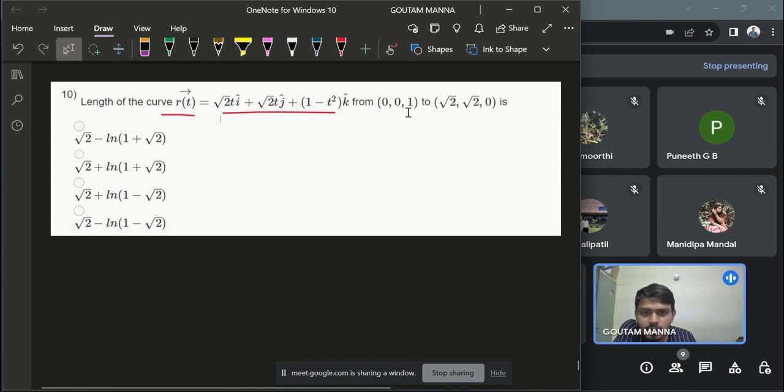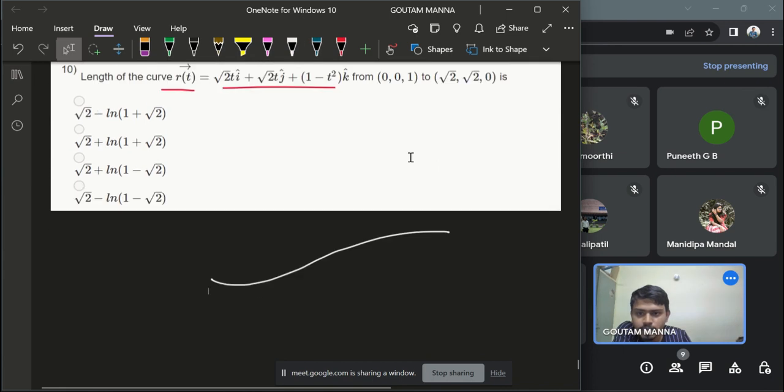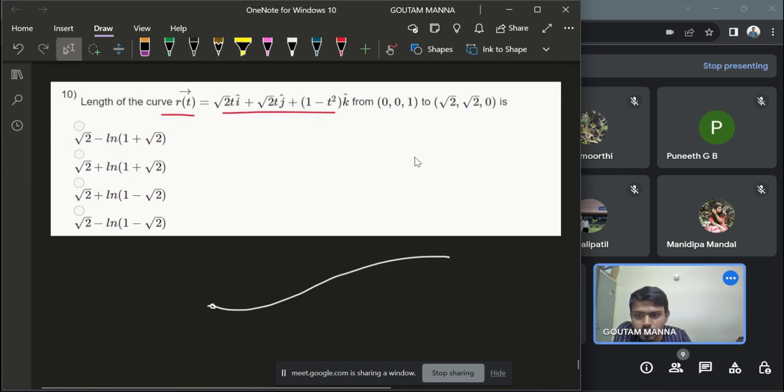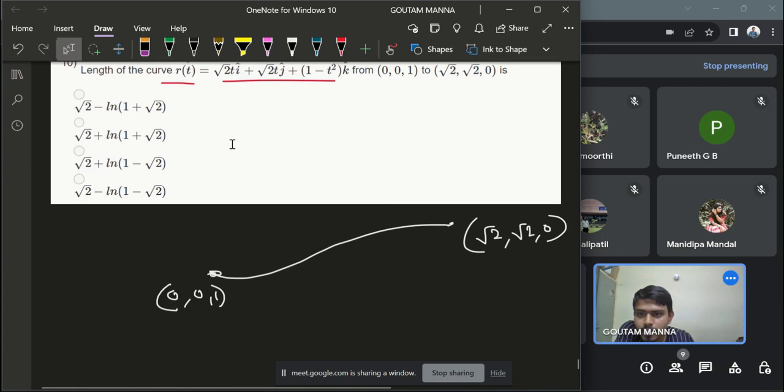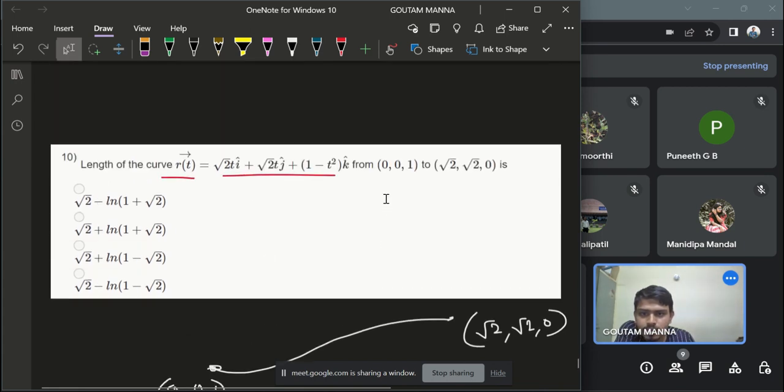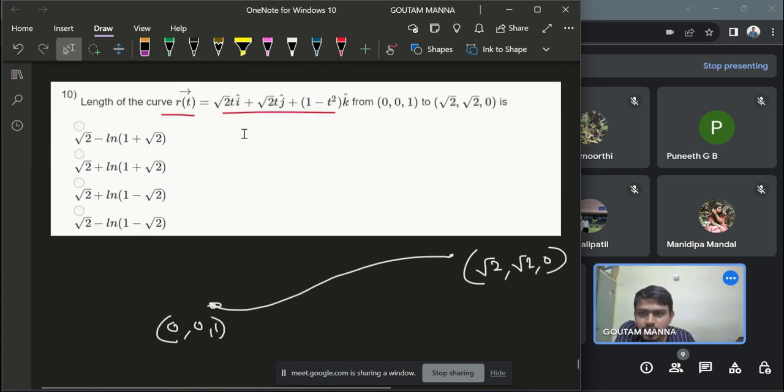the limits. So for example, if this is the curve, then from point (0, 0, 1) to point (root 2, root 2, 0), we are asked to find out the length. Okay, so here r is already parameterized, the equation of the curve is already parameterized, so the parameter is t.